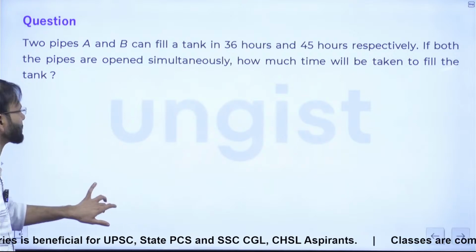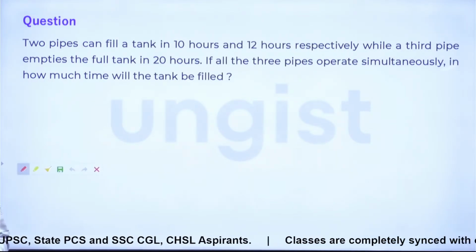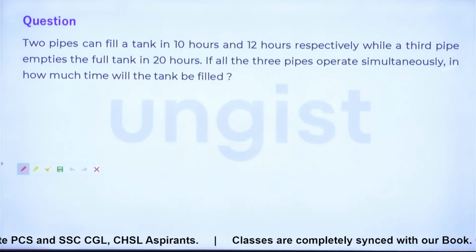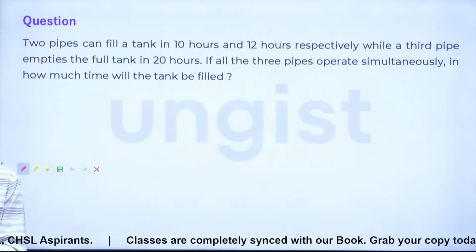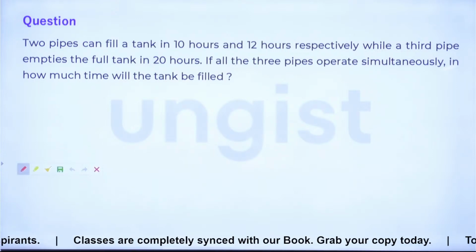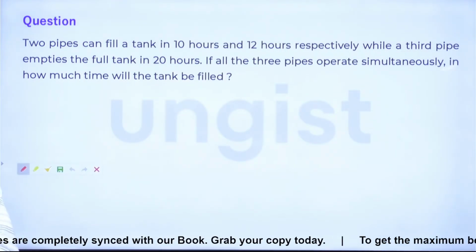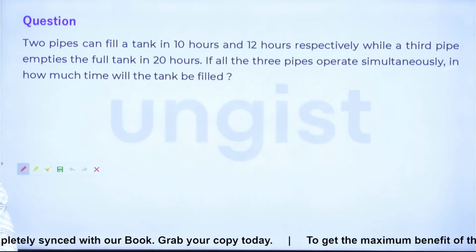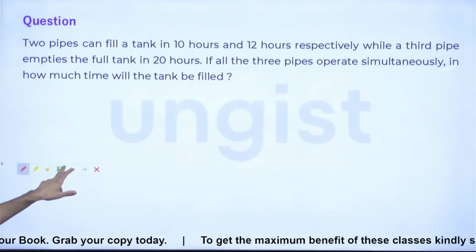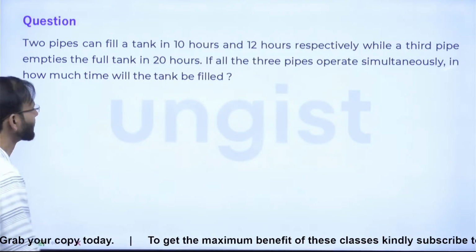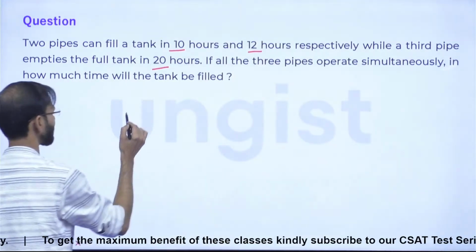Okay. So friends, now the next question is, just read that question first. The question is saying two pipes can fill a tank in 10 hours and 12 hours respectively, while a third pipe empties the full tank in 20 hours. If all the three pipes operate simultaneously, in how much time will the tank be filled? Alright, guys, just look at the question. Here there are three types of pipes, A, B and C, correct?